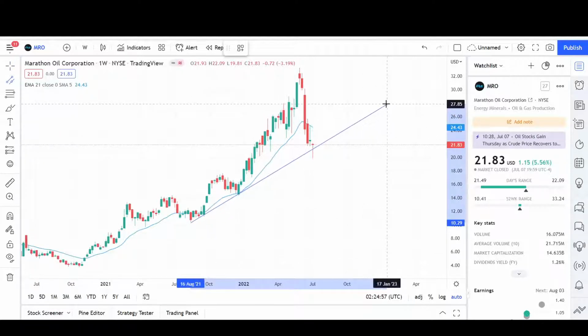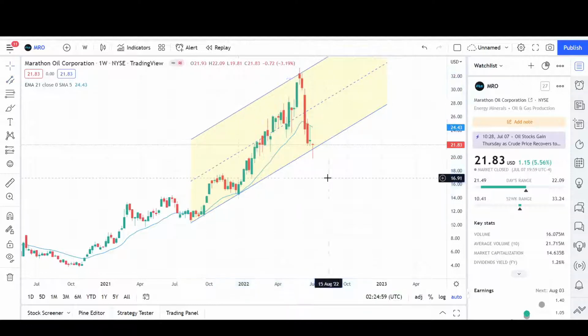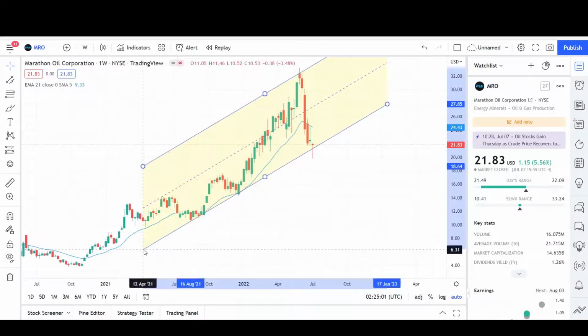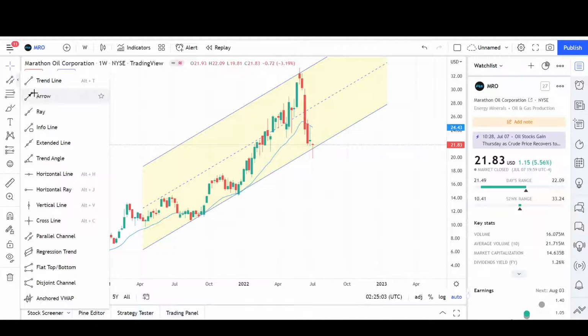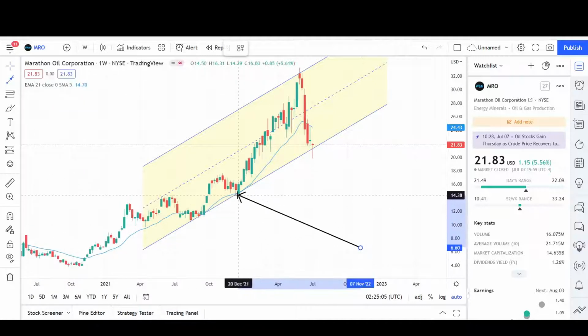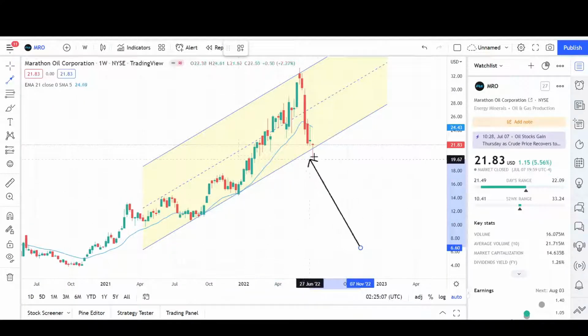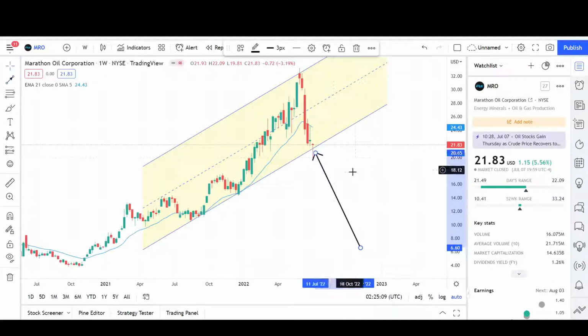So maybe something like this can also send prices higher, because in the past you can see that we did get a bounce from the support side of this channel, which is this trend line working higher, and we're also back at the same point. So that's what I'm saying.